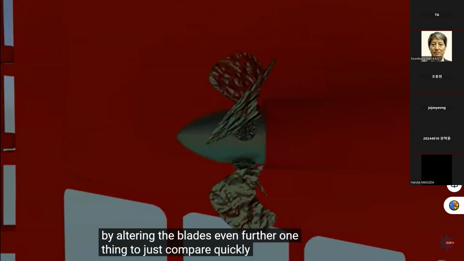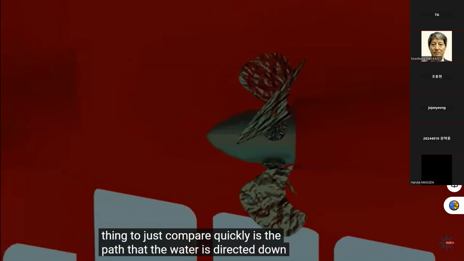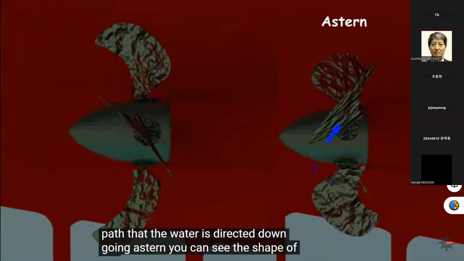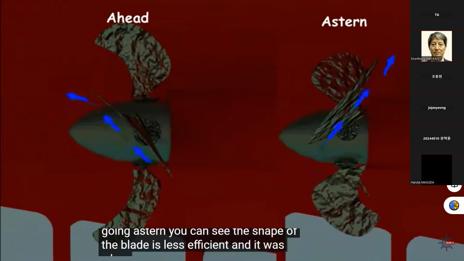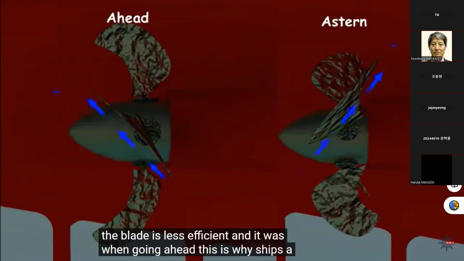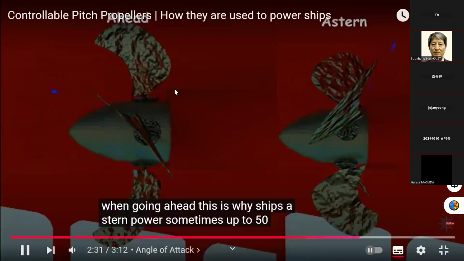One thing to just compare quickly is the path that the water is directed down. Going astern, you can see the shape of the blade is less efficient than it was when going ahead. This is why ships' astern power is sometimes up to 50% less.